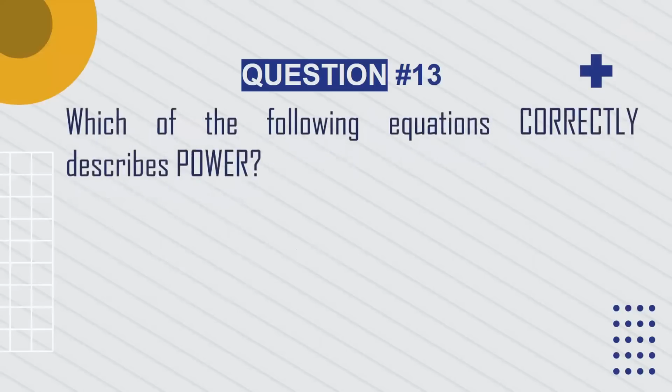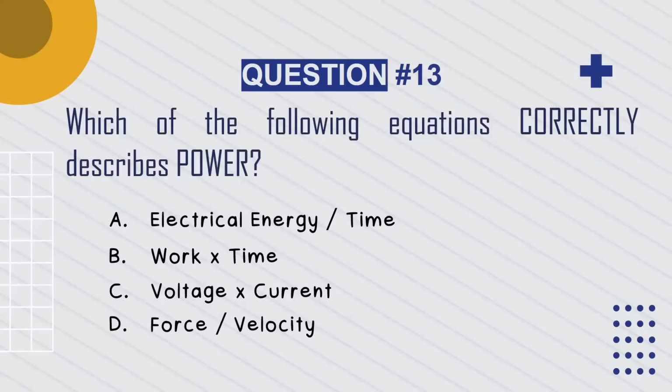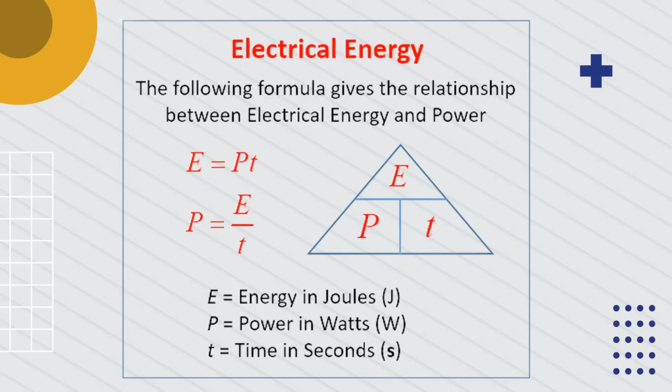Which of the following equations correctly describes power? A. Electrical energy divided by time. B. Work times time. C. Voltage times current. Or D. Force divided by velocity. So, electrical energy is equal to power times time.